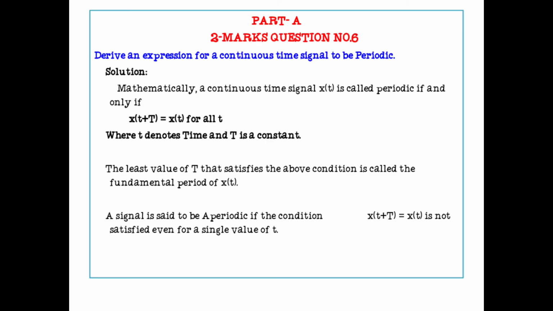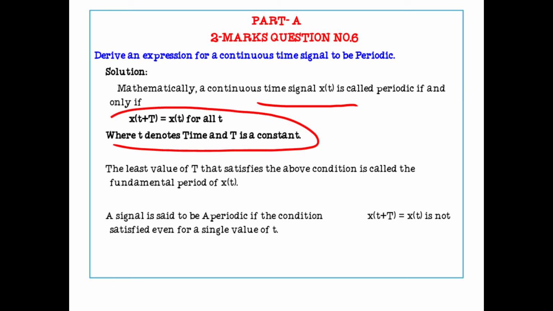Derive an expression for a continuous time signal to be periodic. So a continuous time signal, which is always denoted by x of t, is called a periodic signal only if it satisfies the following condition. So what is the condition? x of t plus T equal to x of t for all t. So what do small t and capital T denote? Small t denotes time and capital T is a constant.